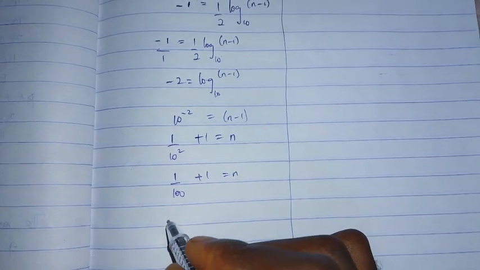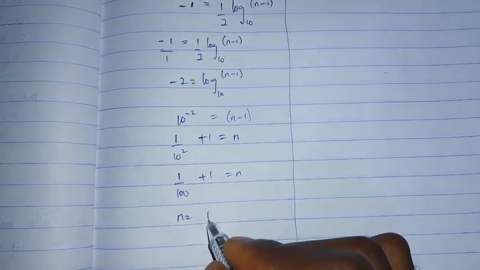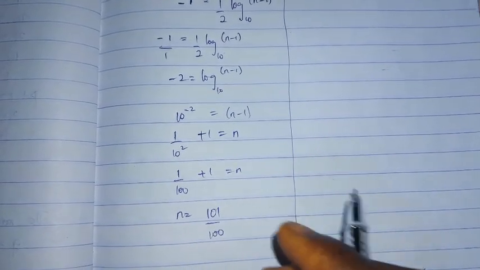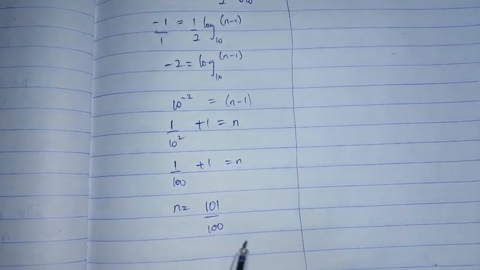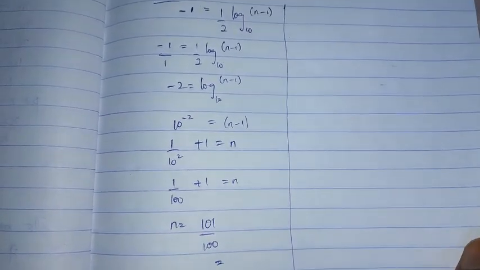And it implies that n is equal to 101 over 100 if you find the LCM. As simple as that. So that's number 5A.